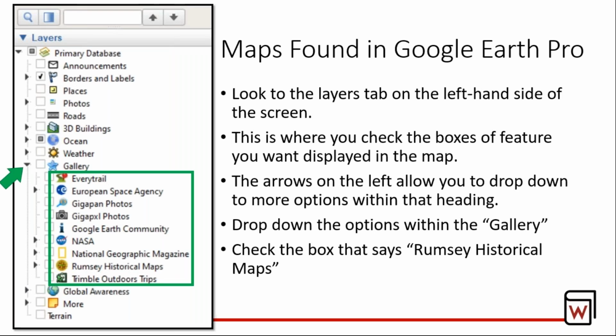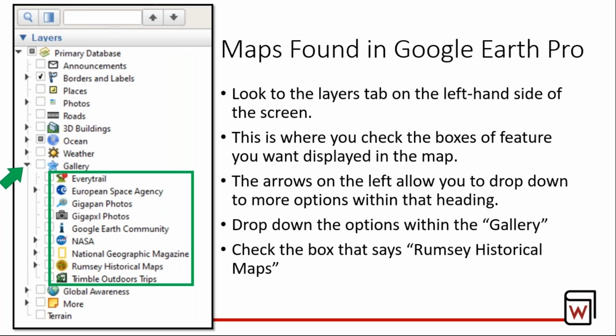So to find the ones that are already loaded in the software when you download it, you'll want to look at the left-hand side of the screen and you'll see the layers menu. As you go down through the different layers options, you'll see one that says Gallery. If you drop down the list by clicking the arrow next to Gallery, it'll give you a list of different maps that have been added. The Rumsey historical maps all come from the David Rumsey Map Collection, which is a free website that has so many historic maps and is really worth checking out.